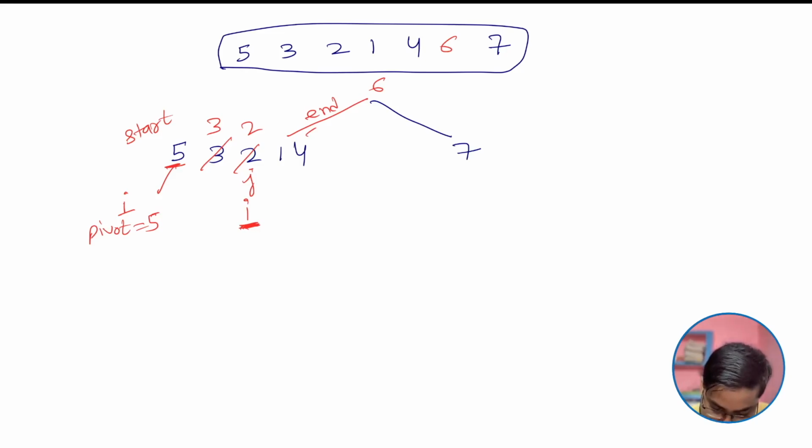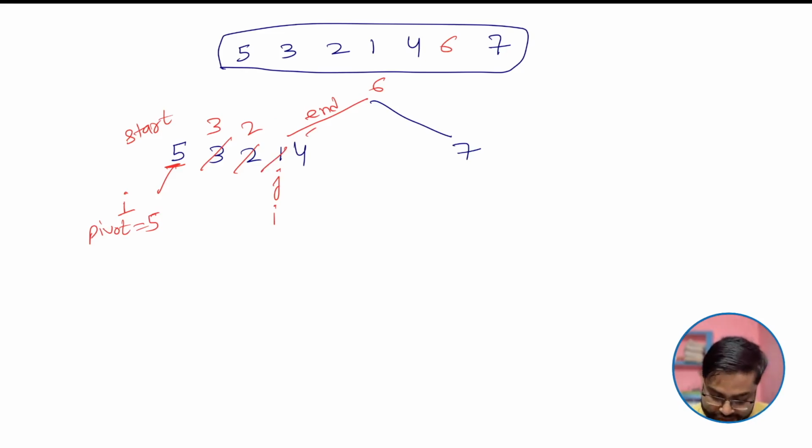Now again move this j loop. Okay, so now j is pointing here. Now again compare. Array of j is less than my pivot element? Yes. So I will first update my i and then do a swap. Okay, so let's write here i and swap it with array of i and array of j. Okay, so it will be 1.